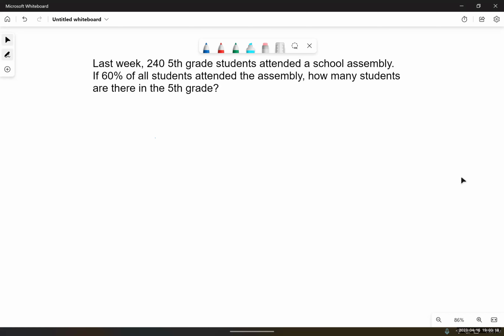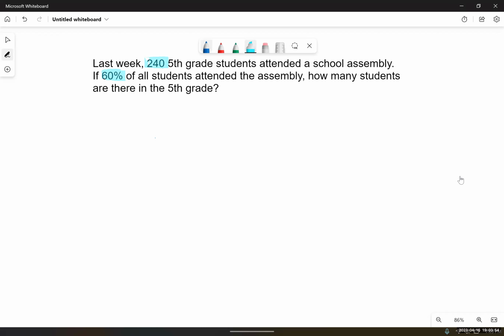All right, so what are we looking for here? We're given the percent, so we're either looking for the part or the whole. It looks like not all students attended the assembly, only 60% of them. So we're given the percent, we're given the part, which is the 240, and we're looking for the whole amount. Or if you use the base and amount terminology, we're looking for the base.